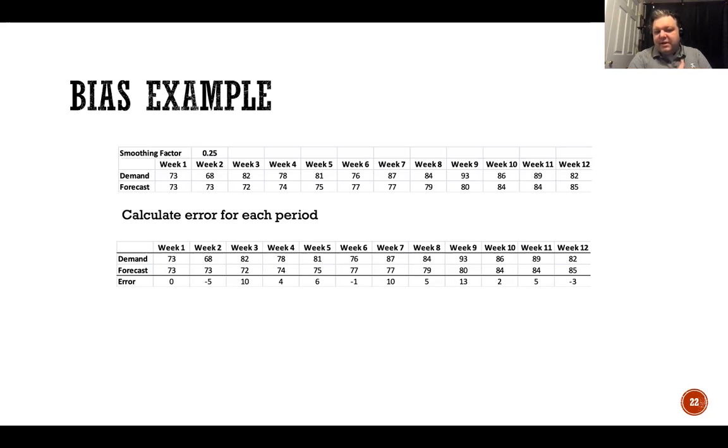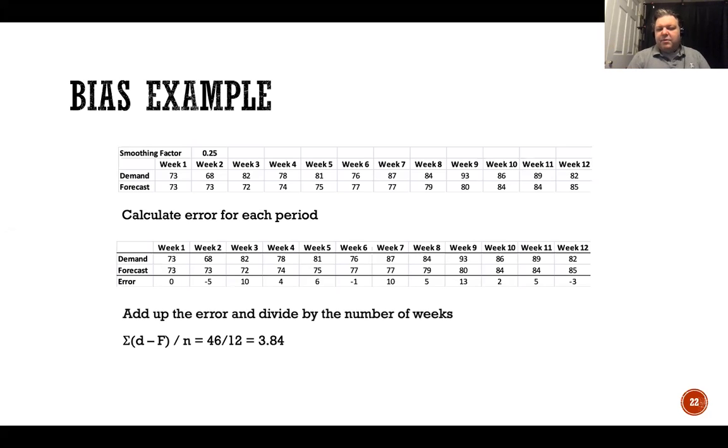So I'm going to take all these errors for 12 weeks, add them up, and then divide by 12 because I'm looking at 12 periods. So here you go. I add them all together. It ends up being 46. And then I divide by 12, or 3.84. Translation, we underestimate regularly, because it's a positive number, by about 4 pallets per week, or 4 washing machines per week. That's my bias.